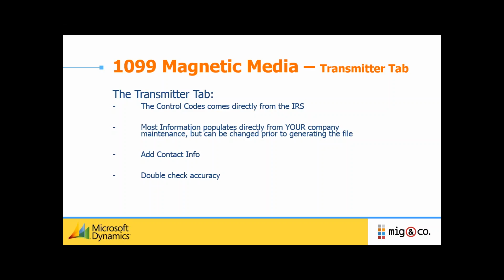Most information populates directly from your company information maintenance screen. If it is not correct, you want to make sure it's corrected on the 1099 transmission tab. But if it is not correct, you probably want to go back into your company maintenance screen and make sure that address is correct for next year. Add the contact information, double check for accuracy, and you're good to go.